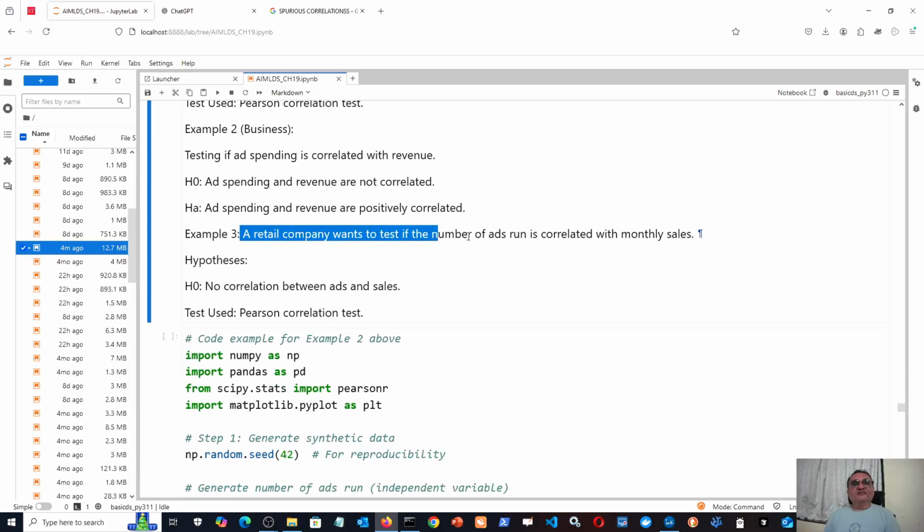And a retail company wants to test if the number of ad runs is correlated with monthly sales. So here my null hypothesis says that there is no correlation between the number of ad runs and sales. Ad run means, on TV the advertising is very costly, so companies have to budget how many times in one day the ad of one particular product will run. Maybe 3 times, then you have to spend a certain amount of money, but 5 times, then you will have to spend more money, right? And 10 times, then you will have to spend even more money.